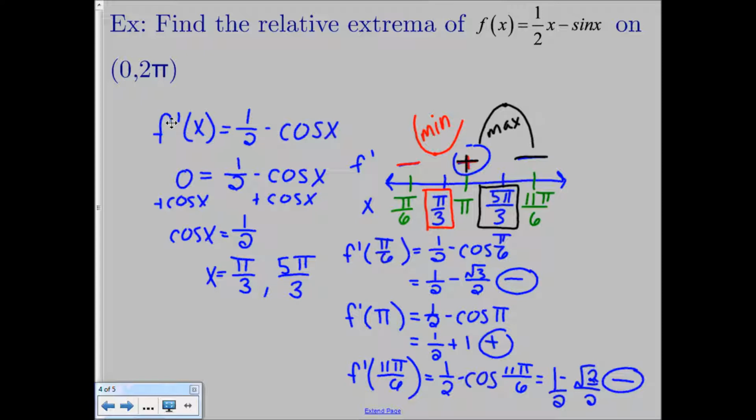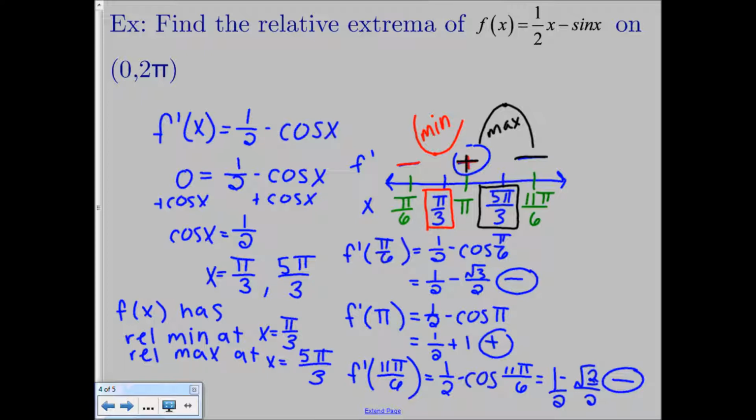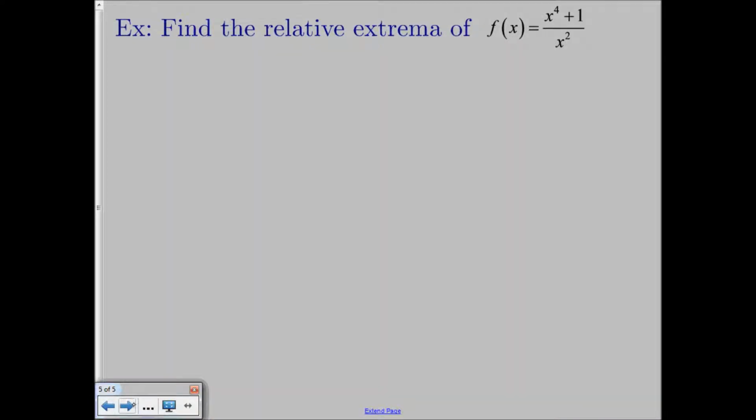So now it's really easy for me to say that, okay, f of x has a relative minimum at x equaling pi over 3 and a relative maximum at x equaling 5 pi over 3. And that's all it is. So all you want to do again is find your derivative, find all your critical values by setting it equal to 0 and solving and looking for where it's undefined, and then doing your sign chart and seeing how the signs of your derivatives change.